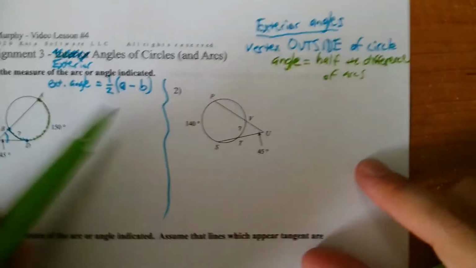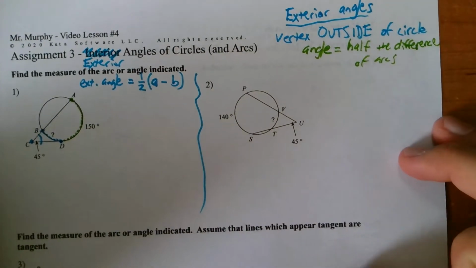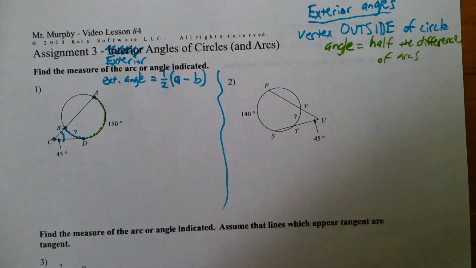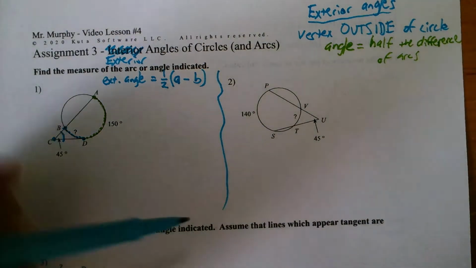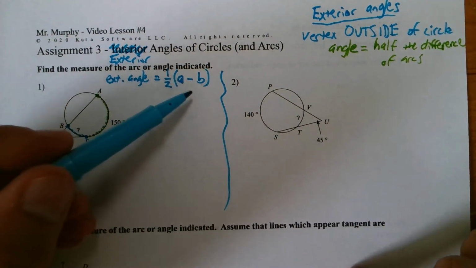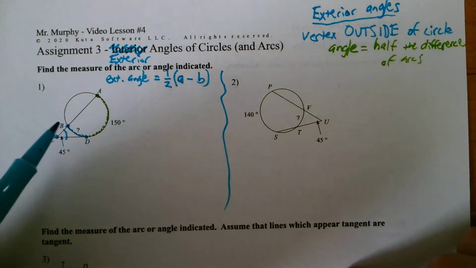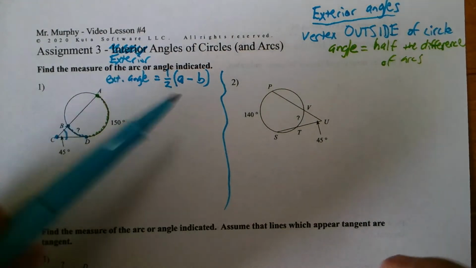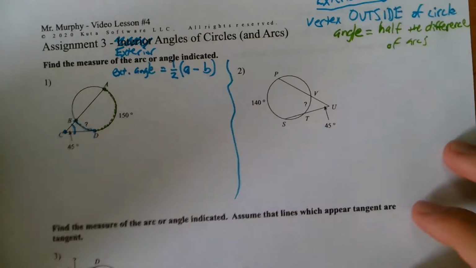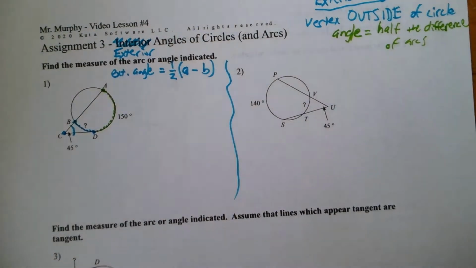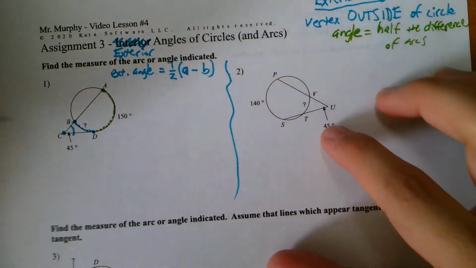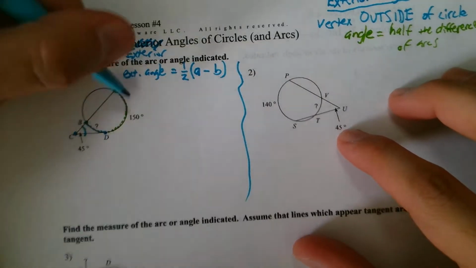And when we say difference, we're talking about subtracting two numbers. That's what we call the difference. Okay. So now, when I'm subtracting, it's got to be in a particular order, right? So, for exterior angles, A always refers to the bigger arc, and B always refers to the smaller arc. Okay, so for number 1, let's go ahead and find our arc. So I know my exterior angle is worth 45 degrees.